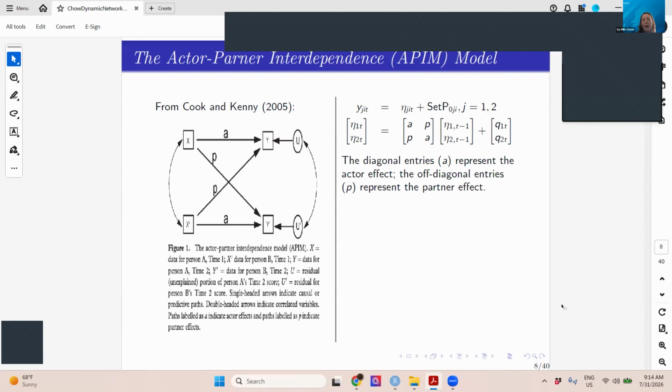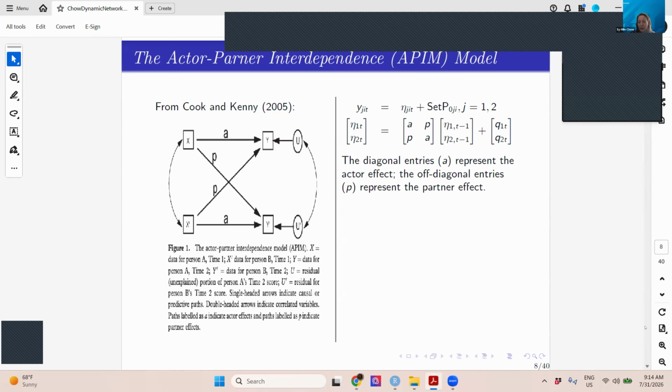The first one is the actor-partner interdependence model, or APIM. This part represents time 1 data, and this represents time 2 data. The regression path linking a person to themselves at time 2 is called the actor effect, and then we have the partner effects. Basically, this model is a special case of the vector autoregressive model in that the couplings, or so-called cross-regression weights, are constrained to be the same between the two members of a dyad, or between two variables.